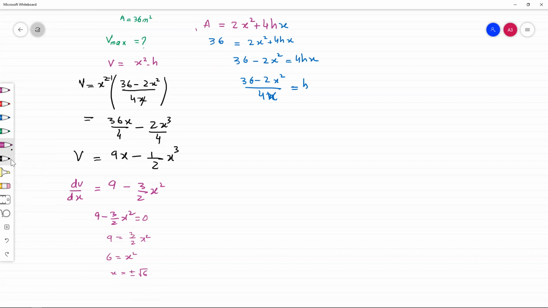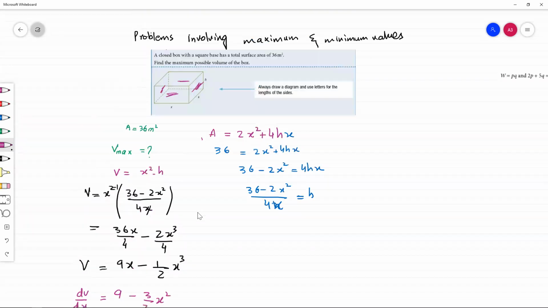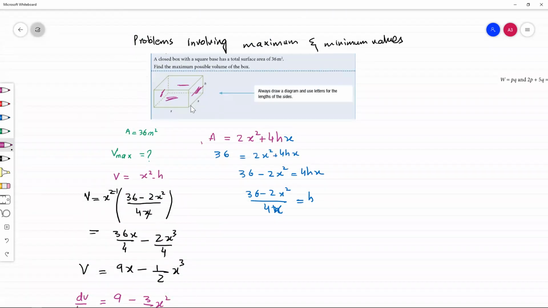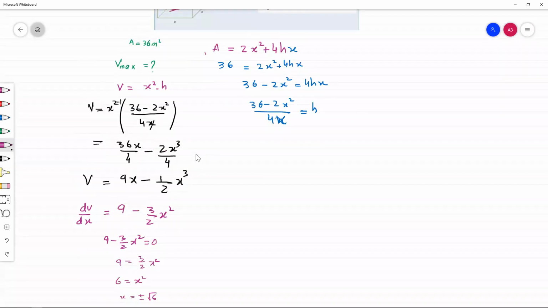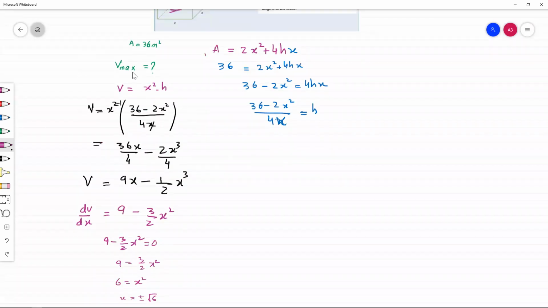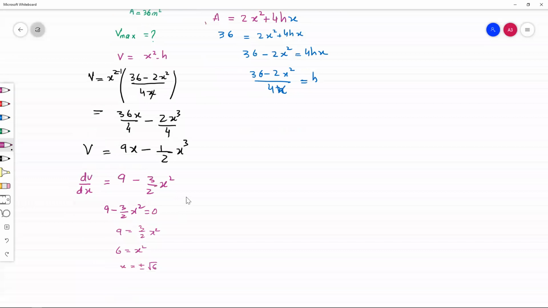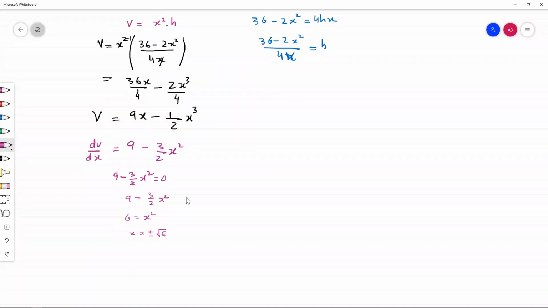Because in this question, this is a practical question, a word problem, we know that x is the length of this box, so the length can never be negative. He said find the maximum value of V, so we always use a positive value.